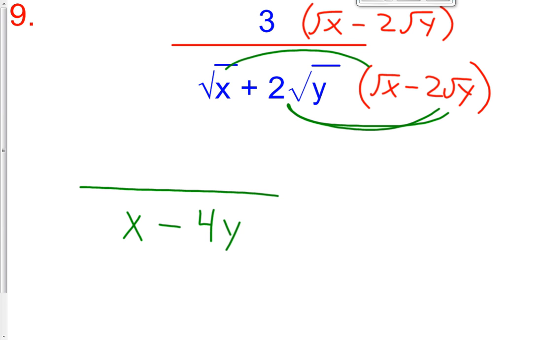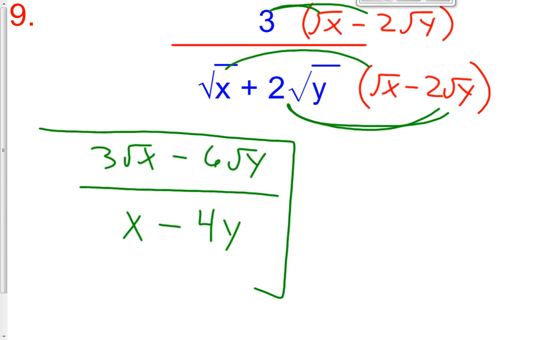We are successfully rationalized. Distribute the numerator. 3 times square root x is 3 square root x. 3 times a negative 2 is a negative 6 square root y. So now we take a look. Can you reduce anything? Can you simplify anything further? You cannot. This is our answer.